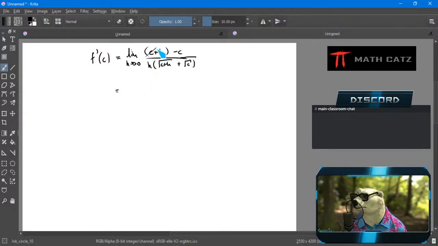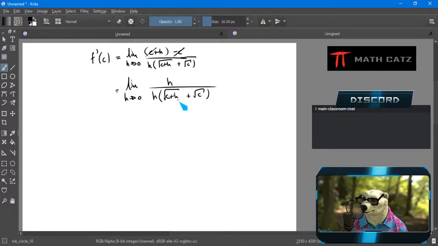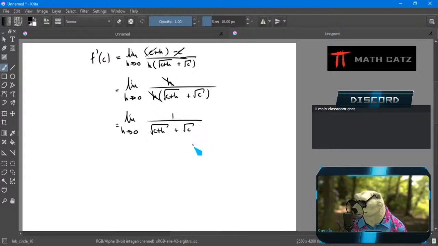So now I have this c and this c canceling each other. So what do I have now? I have only an h at the top, and then I still have the same bottom, the square root of c plus h plus the square root of c. Oh, a stupid truck in the background here. Hopefully it doesn't bother anyone too much. Now the h's can cancel, and I'm making good progress. And I have 1 over the square root of c plus h plus the square root of c.